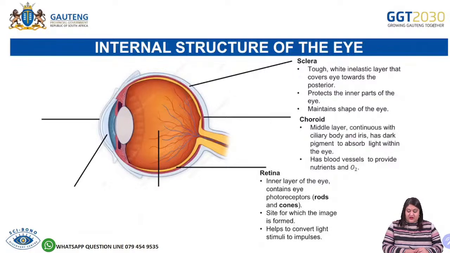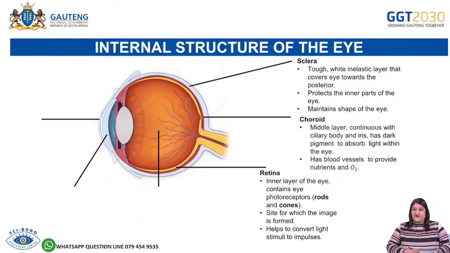Then we've got the retina. The retina is the inner layer of the eye. It contains the eye photoreceptors, which I mentioned to you earlier, the rods and the cones. Remember I told you the rods are there to distinguish between black and white, and the cones are there to distinguish between the bright colors. And then this is the site at which the image is formed, and it helps to convert the light stimuli to impulses.